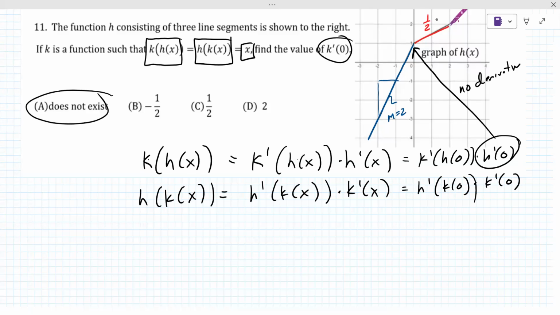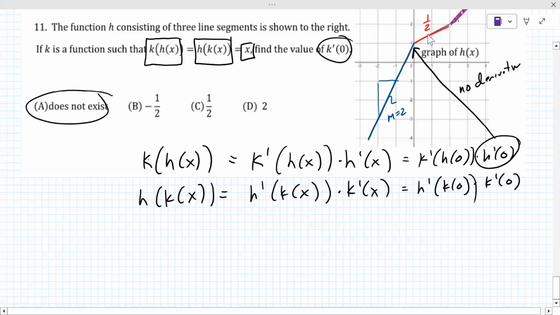If it asked it at any other point, we could probably figure it out. Okay. So is it like undefined? Yes. There's no limit, the derivative from the left does not equal derivative from the right. So we know that there's no derivative at that point. It's non-differentiable. Okay.